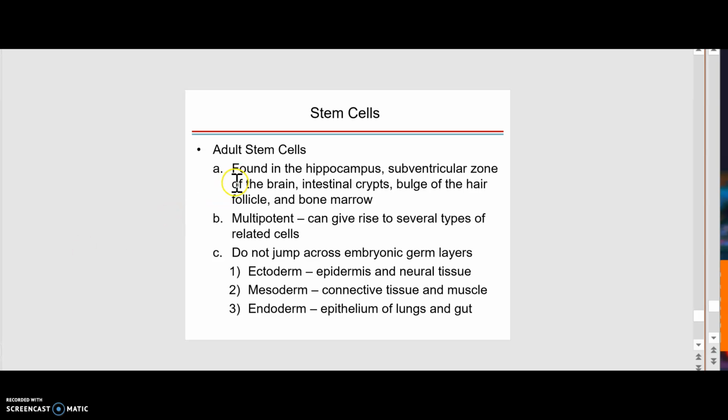So here's stem cells again. Adult stem cells found in the hippocampus of the brain subventricular nucleus. You can see multipotent can give rise to several cell types. Though it's multipotent, they cannot jump across germ layers. So you can't take an ectodermal cell and make it a mesodermal cell. That's where this multipotent. But anything within the realm of, let's say, mesoderm, which can make connective tissue, and it can make muscle. So you theoretically could take a fibroblast and convert it muscle cell.